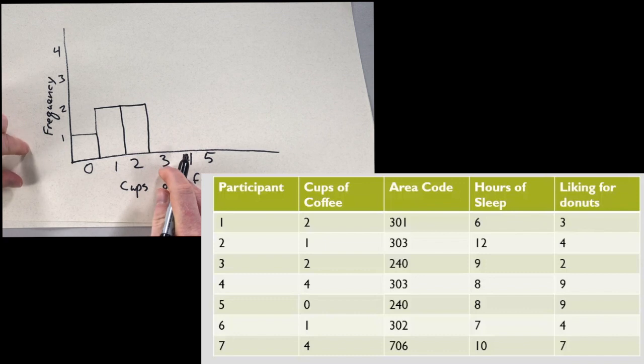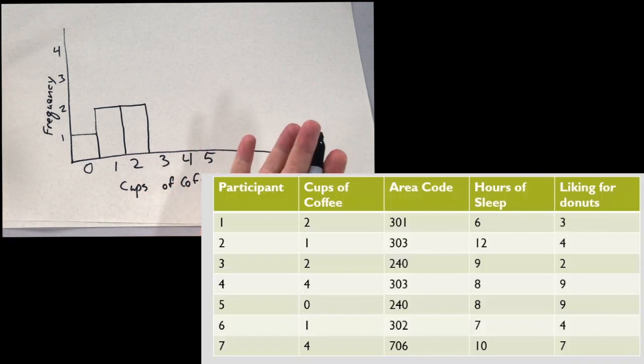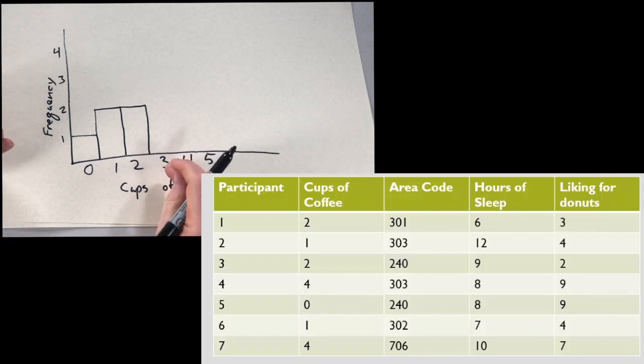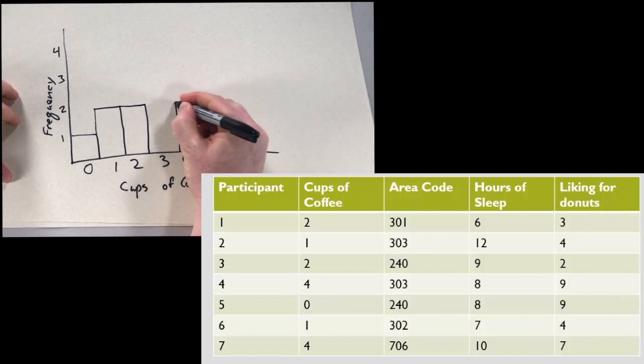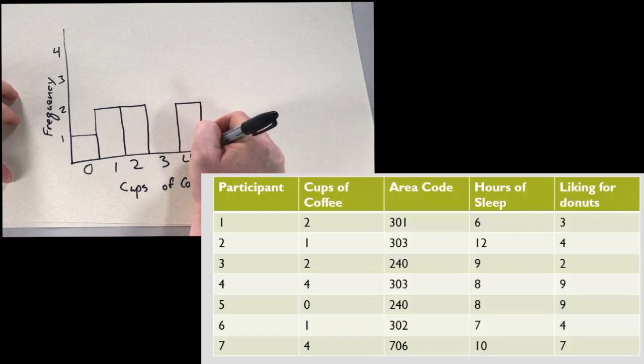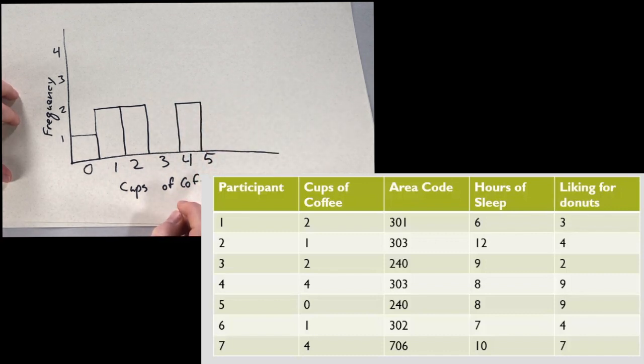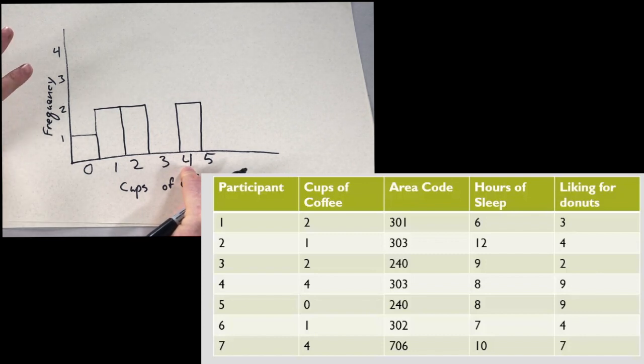What is the frequency of 3? Nobody had 3 cups of coffee, so the frequency of 3 is 0. What about 4? Exactly 2 people had 4 cups of coffee. Participant number 4 had 4 cups of coffee. Participant number 7 had 4 cups of coffee. So the frequency of 4 is 2.